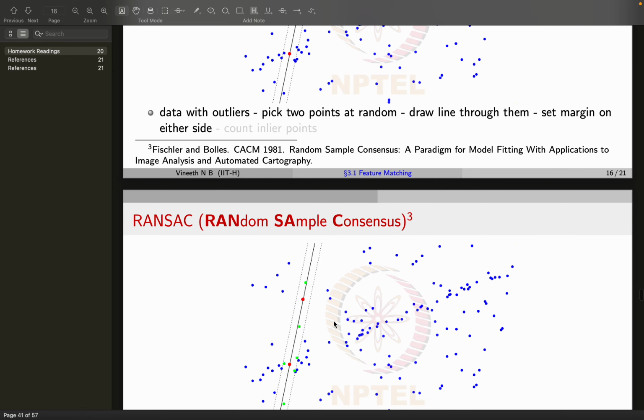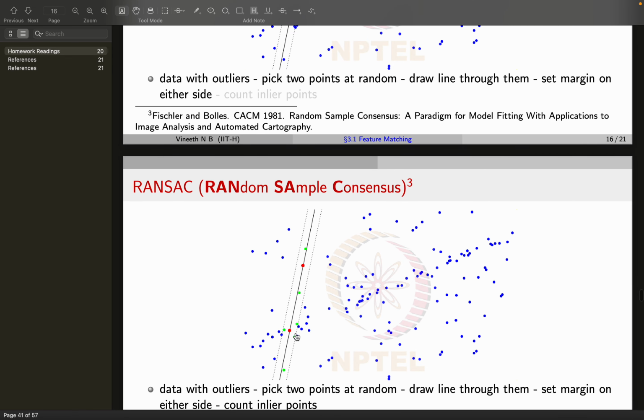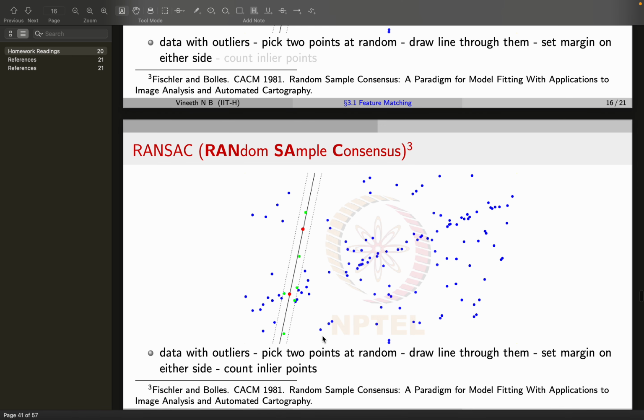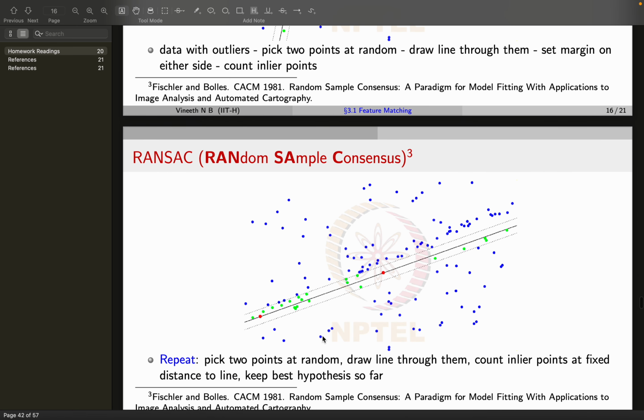So we count the number of inliers. These green points are the inliers which lie within the margin. So we have 1, 2, 3, 4, 5, 6 inliers. So I have one line, and I keep storing these parameters and the corresponding inliers. Then I randomly pick another 2 points, fit a line, and count the inliers. So we keep randomly sampling 2 points, fit a model, see how many inliers are present, and keep updating the best hypothesis we've seen.